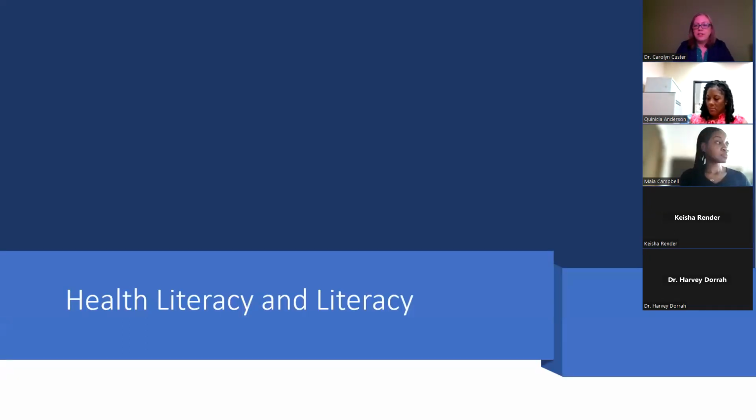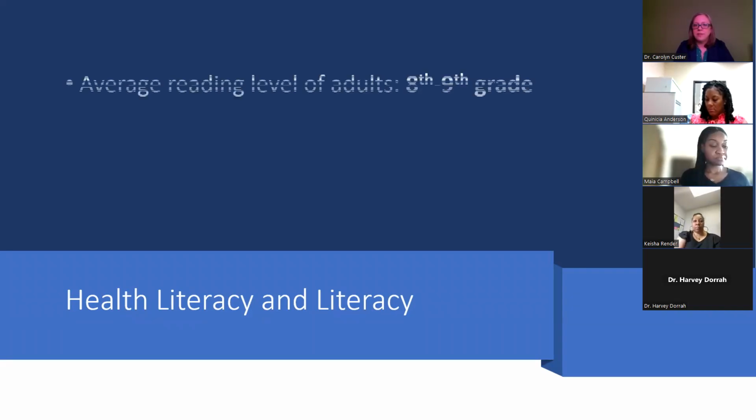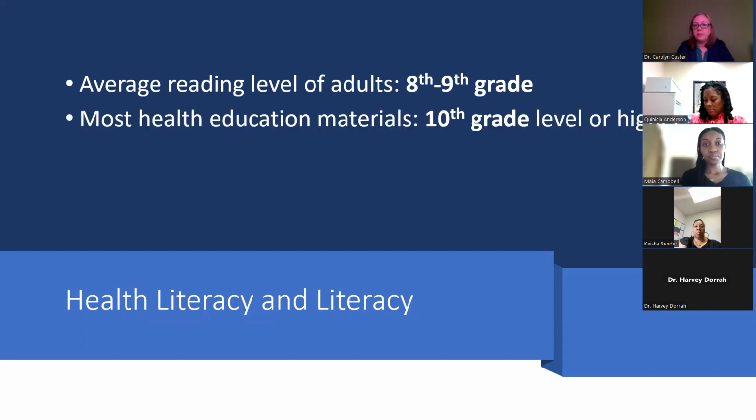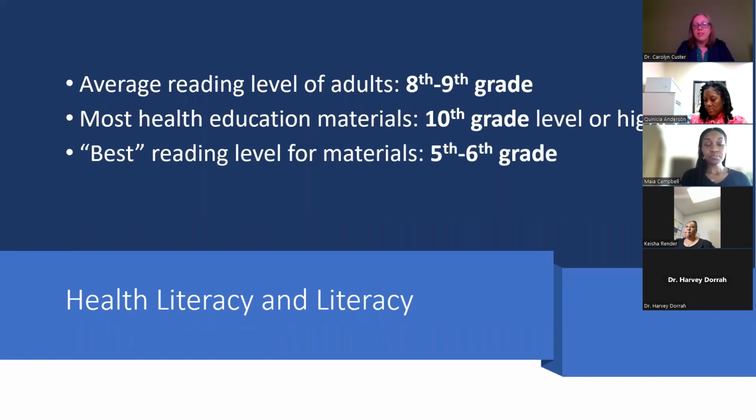So health literacy and literacy, as Maya mentioned, we know literacy, right? Literacy is the ability to read. The average reading level of adults in the United States is 8th, 9th grade. And most health education materials are written at 10th grade level or higher. So you can see there's a little bit of a problem there. So what they recommend is the best reading level for materials is 5th to 6th grade. And that way we can ensure that materials are written in a way that most people can understand. So we'll come back to this when we talk about materials more specifically.